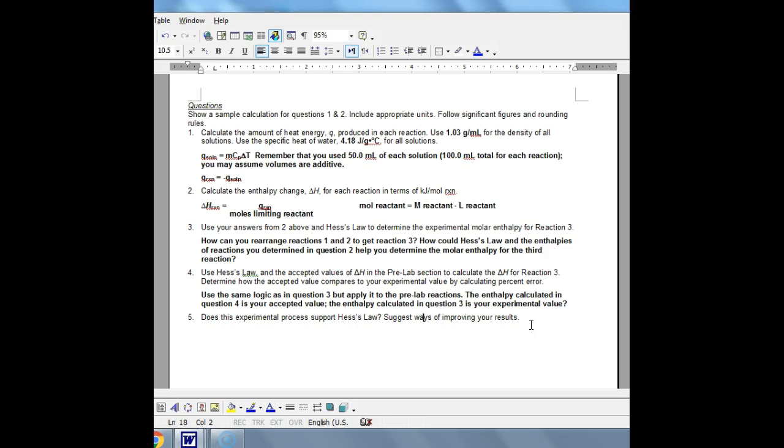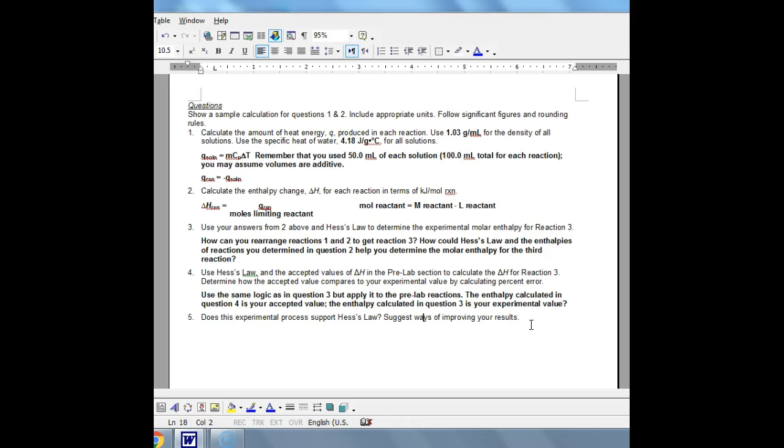And I also gave you in question 1 the density of the solutions. So between the volume and the density, you should be able to find the mass of your solutions. You have the specific heat that was given to you in question 1, and then you have the temperature change, which is what you measured. Once you've calculated the Q of solution for each of your 3 reactions, you would take the opposite of that Q value to get the Q of the reaction. And that's what you're looking for in question 1.